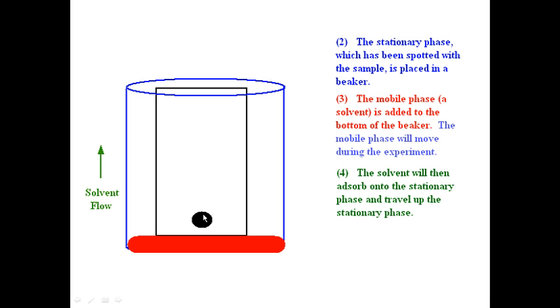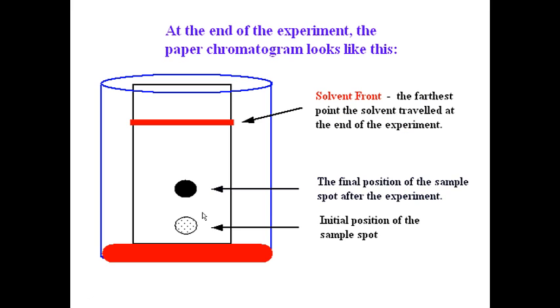Each compound is going to partition between dissolving in the mobile phase or staying adsorbed onto the stationary phase. And at the end of the experiment, the solvent will have moved so far up the plate. Usually we let it run about 3/4 of the way up the plate, and then we'll end up with a spot where the component has moved in the mixture. And then we have the initial spot where it was at.